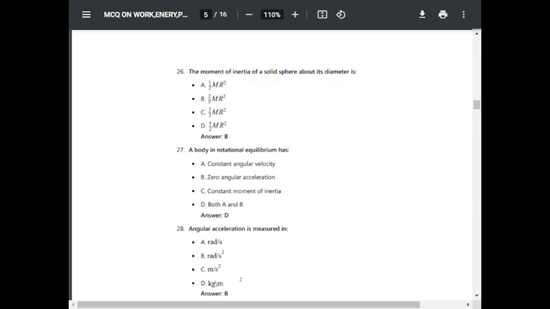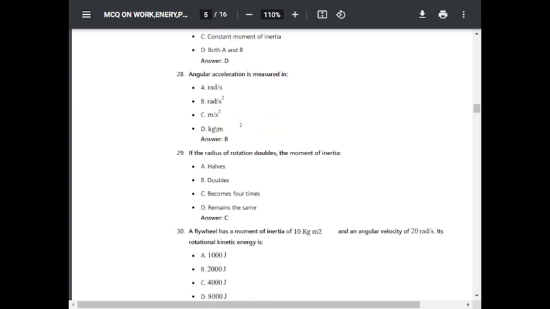Question number 28. The angular acceleration is measured in, option A, radian per second, option B, radian per second square, option C, meter per second square, option D, kilogram per meter. The correct answer is radian per second square. Option B is correct.